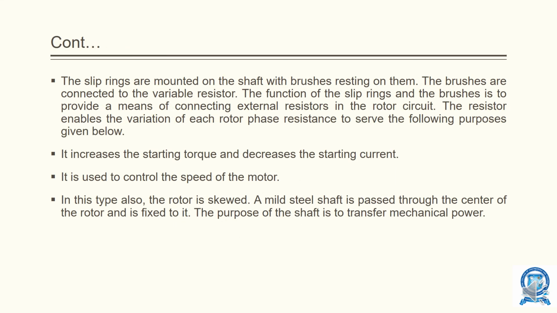The slip rings are mounted on the shaft with brushes resting on them. The brushes are connected to a variable resistor. The function of slip ring and brushes is to provide a means of connecting external resistors in rotor circuit. The resistor enables the variation of each rotor phase resistance to serve the following purpose. It increases the starting torque and decreases the starting current. It is used to control the speed of motor. In this type also the rotor is skewed.